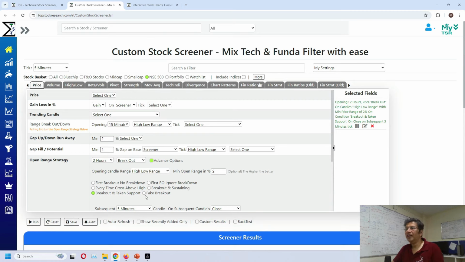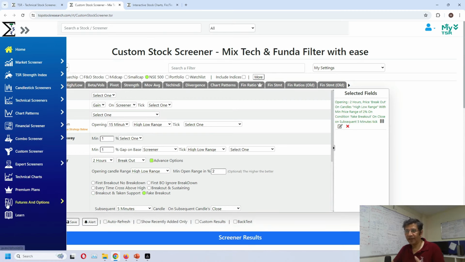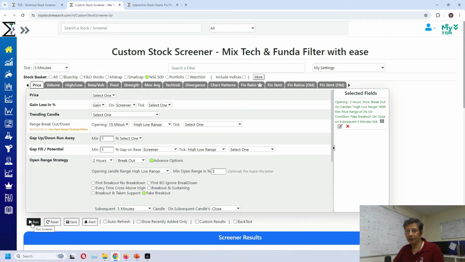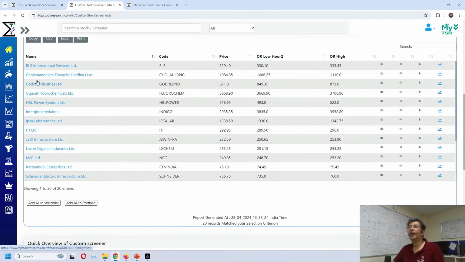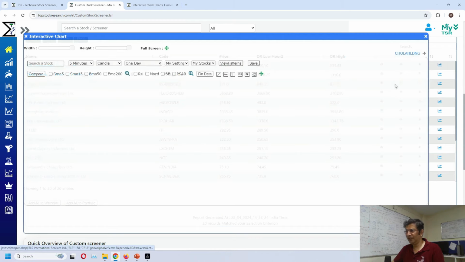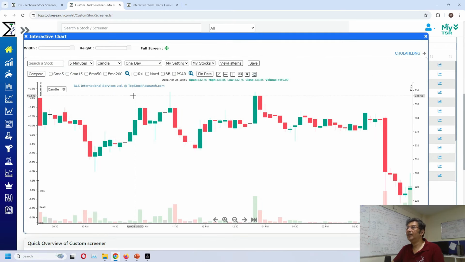Another interesting thing is fake breakout. When the breakout has happened, but it is not sustainable, it has given a fake breakout. So in this case, we go to BLS. Then over here, the resistance is broken, but it has again retraced back. So once it retraces, then there can be a good possibility of moving out of the stock or taking fresh short positions, right? Depending on your trading profile.